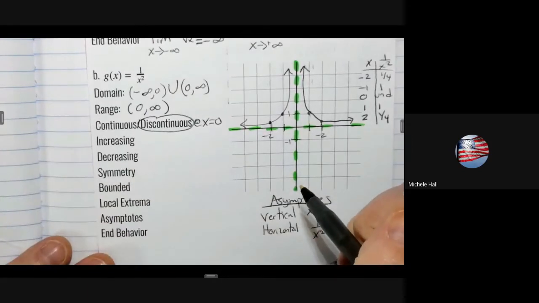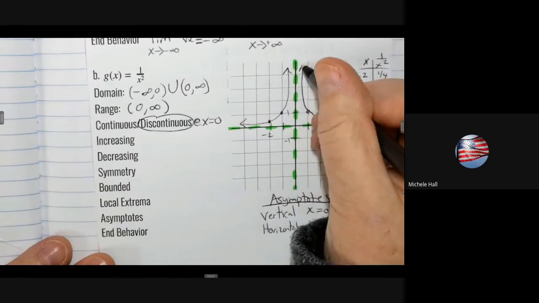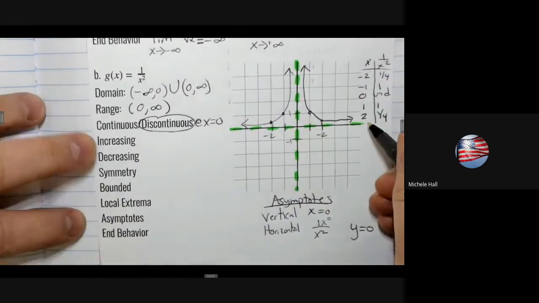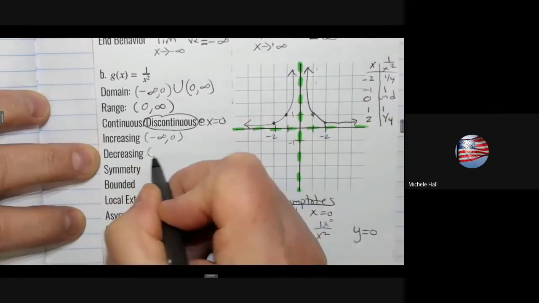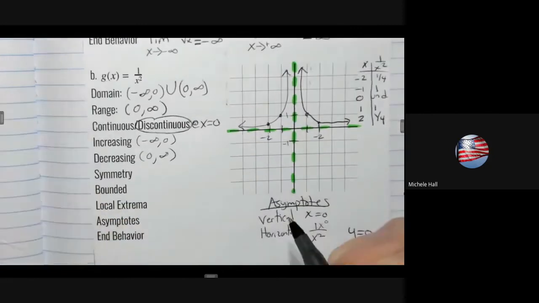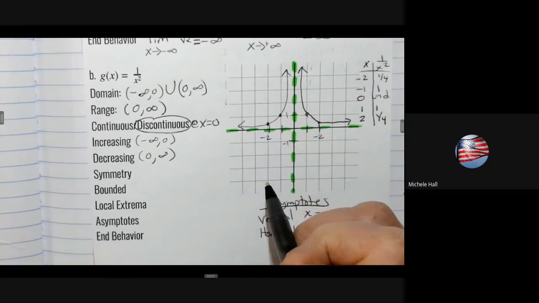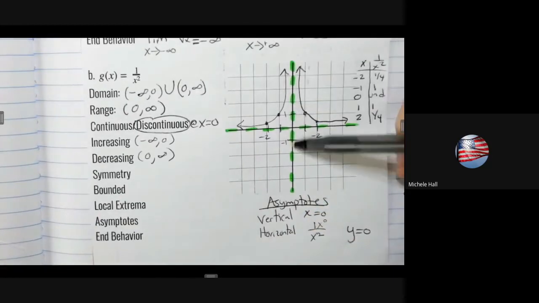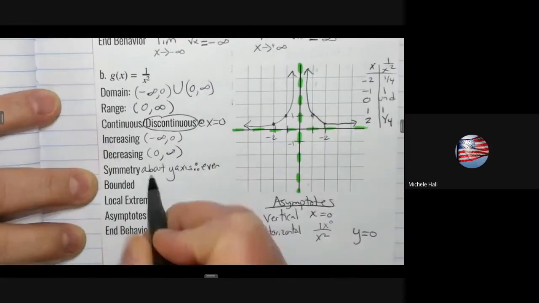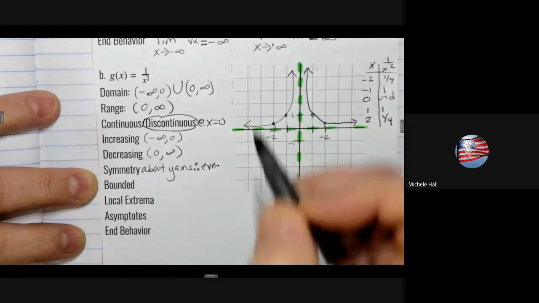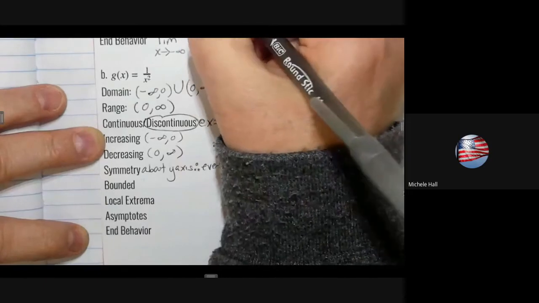Okay, so we can see that it's increasing here. As I go over, it's decreasing. So it's increasing from negative infinity to 0, and then decreasing from 0 to positive infinity. And we can see that there is symmetry about the y-axis. That means even symmetry. So symmetry about the y-axis, therefore even. And this has point symmetry at the origin, therefore odd symmetry.